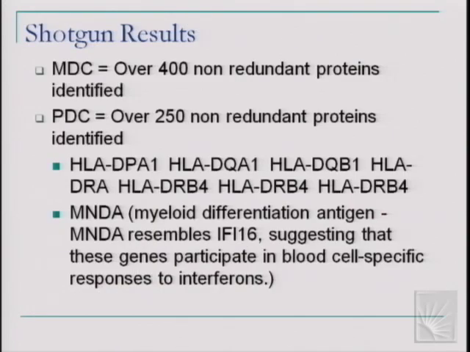And when you look at the shotgun approach, these are non-fractionated samples, so they're just basically put on. There's no fractionation up front. We're obtaining over 400 non-redundant proteins from the MDC and over 200 non-redundant proteins from the PDC sample, with many MHC proteins, immune-related response proteins that are of interest, as well as an interesting myeloid differentiating antigen protein that is of biological interest as well.